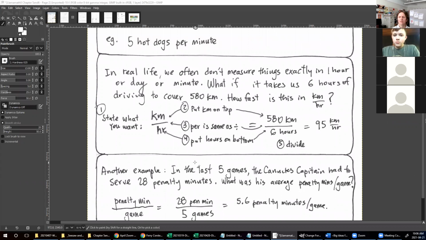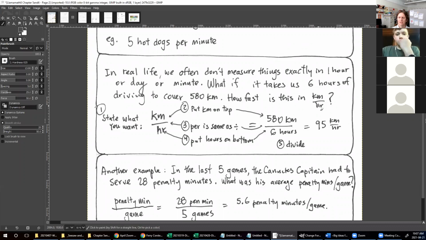So in real life, we don't often measure things exactly in 1 hour or 1 day or 1 minute. Here's a good example. What if it takes us 6 hours of driving to cover 580 kilometers? So we had a 580 kilometer distance to drive, and it took us 6 hours. How fast were we going on average? So how fast is that in kilometers per hour?